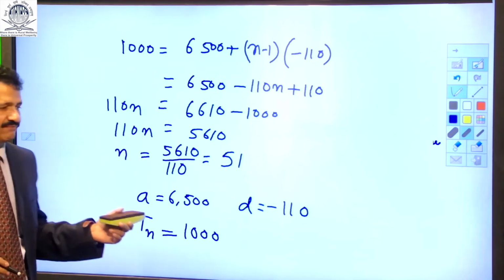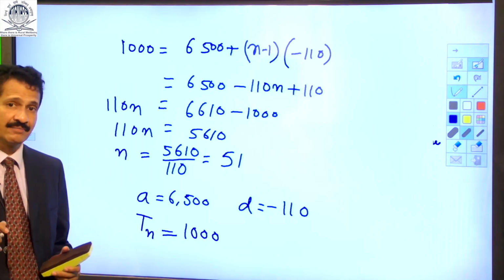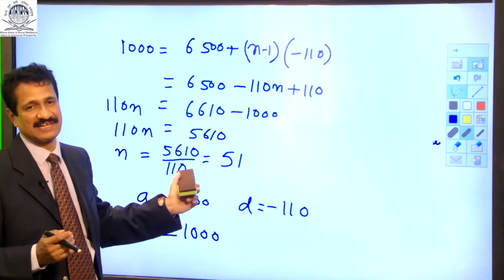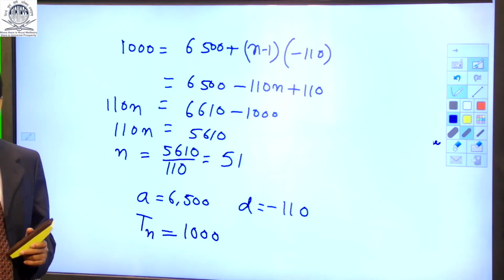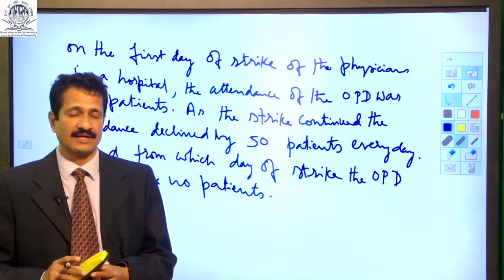So on the 51st night the show will cease to be profitable. Why? Because my collections are going below the operational expenses of 1,000. This is an application of arithmetic progressions. Let us now proceed to the next problem.